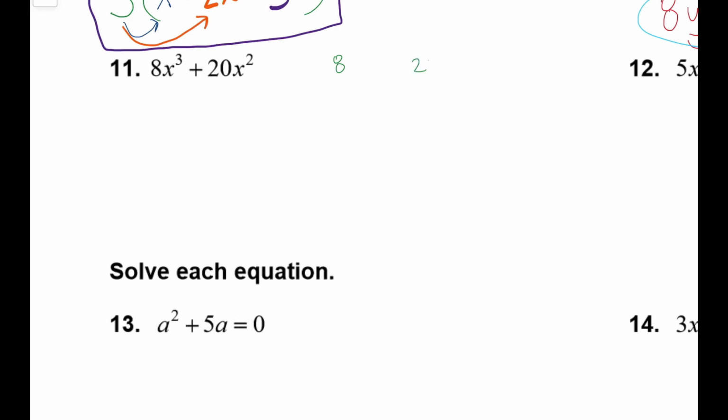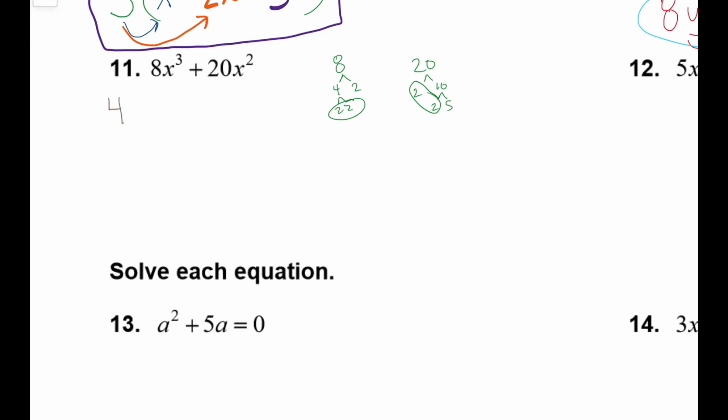Now 8 and 20, I'm going to break down 8 to be 4 and 2 and 2 and 2. 20 is 2 times 10, and 10 breaks down to 2 and 5. Well, they both have 2 2's. 2 times 2 is 4. So we're going to bring that 4 out.